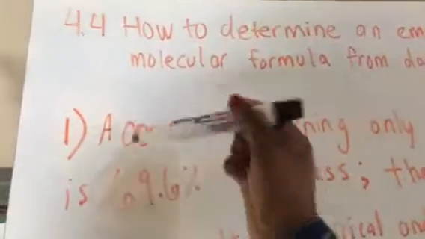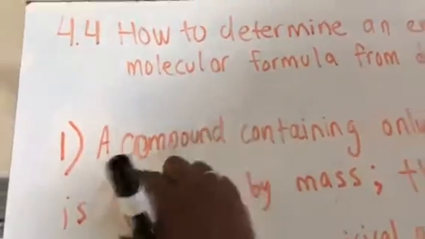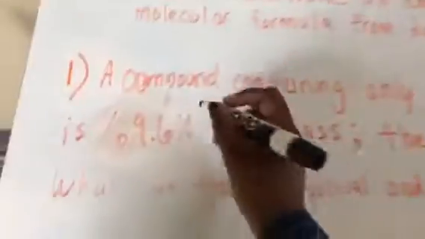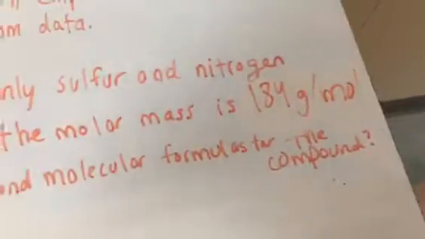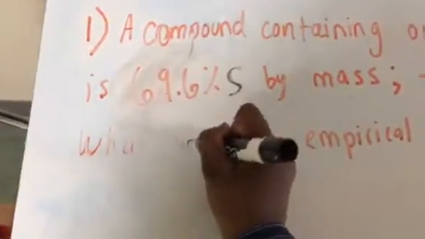A compound containing only sulfur and nitrogen is 69.6% sulfur by mass. The molar mass is 184 grams per mole. What are the empirical and molecular formulas for the compound?